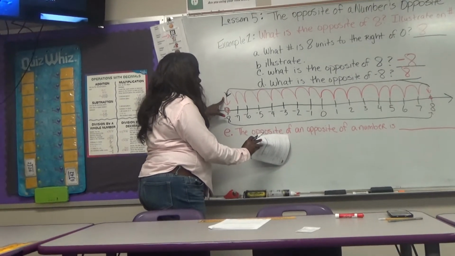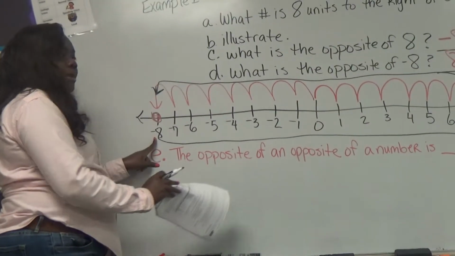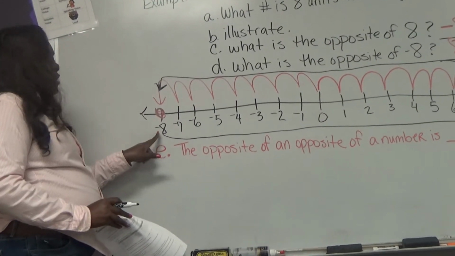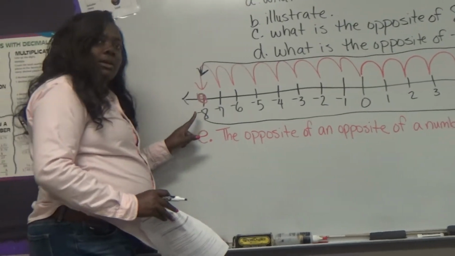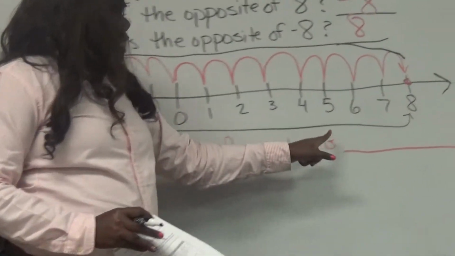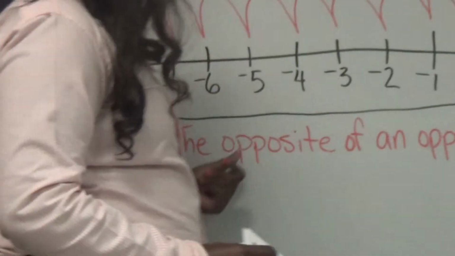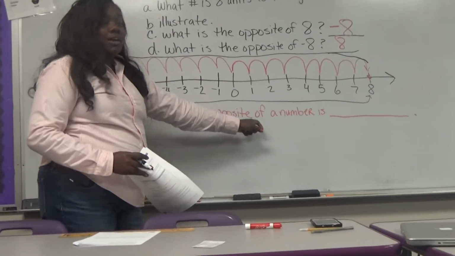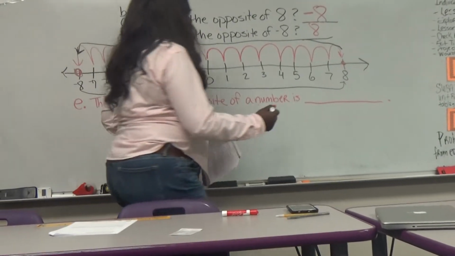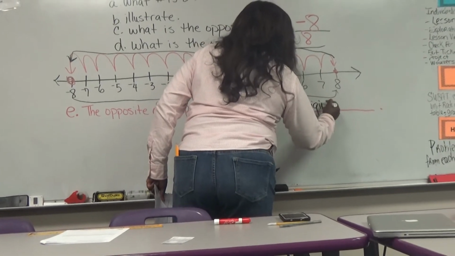Then it says, what's the opposite of an opposite of a number? So I have to go back the other way because now I have to figure out what is the opposite of this negative 8. So now I'm going back, and I ended where I started: positive 8. So the opposite of an opposite of a number is simply the original number, the number that you started with, right?